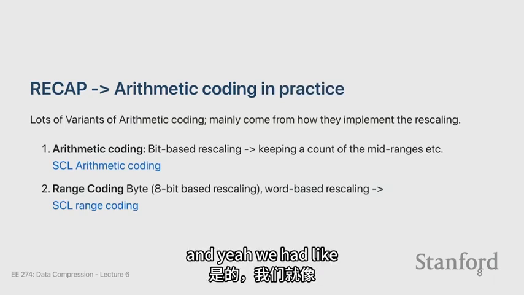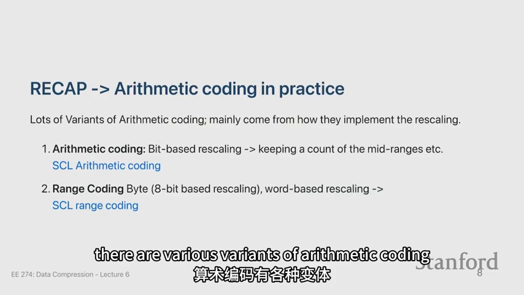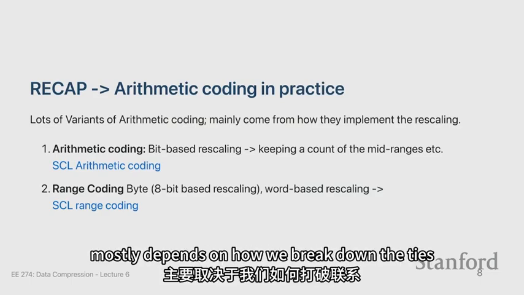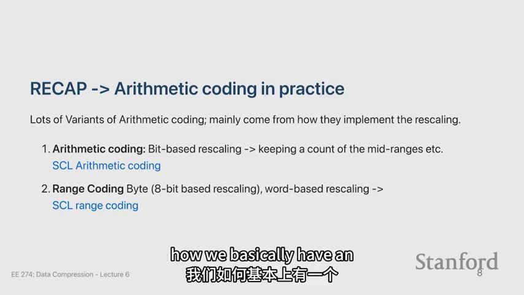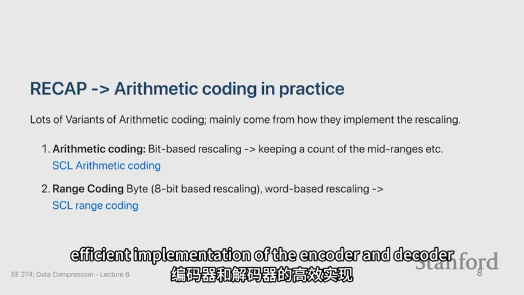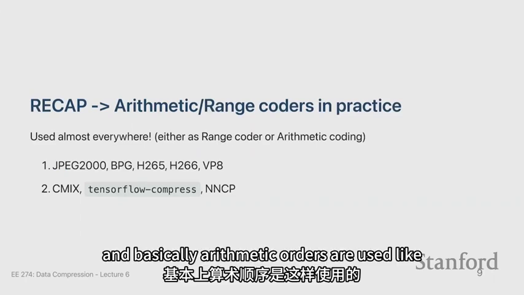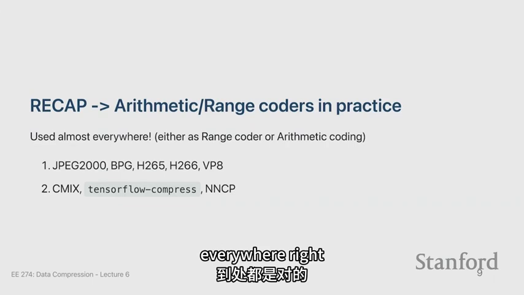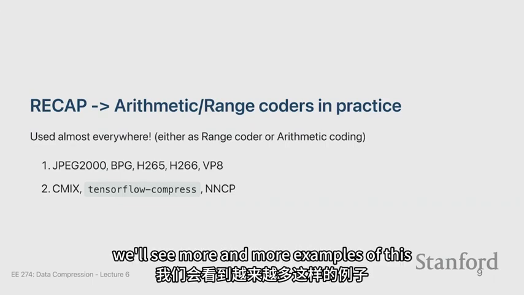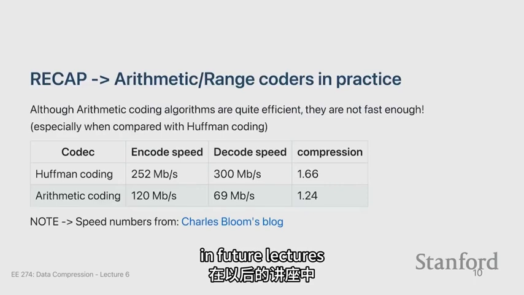There are various variants of arithmetic coding in practice, which mostly depend on how we break the ties and how we get an efficient implementation of the encoder and decoder. Arithmetic coders are used everywhere, and we'll see more and more examples of this in future lectures.